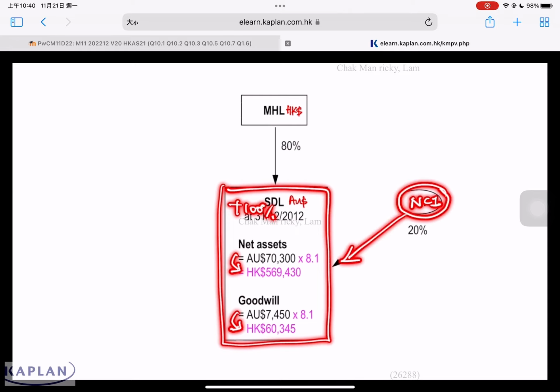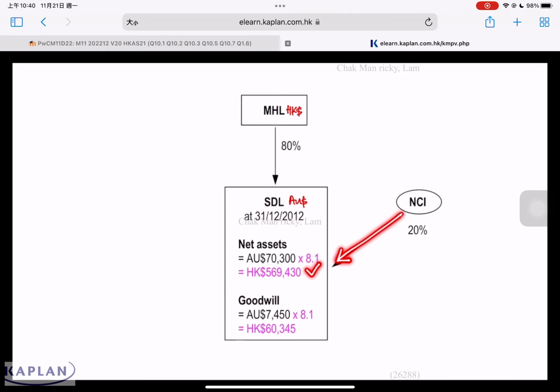Then we must account for NCI. NCI shares this amount, but NCI does not share this amount. NCI only shares the net assets and does not share the goodwill because it's a partial goodwill. We can take 20% of this amount, 569,430, 20%. NCI is equal to 113,886. We check.